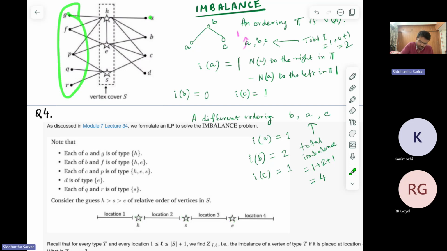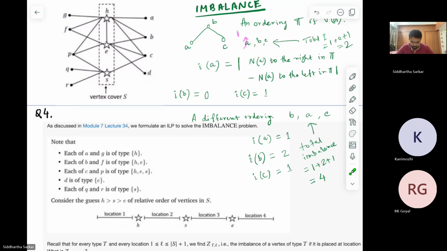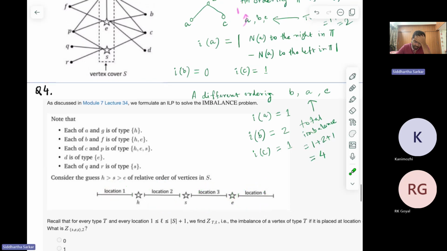And the remaining vertices, which are outside of the vertex cover, you are going to put in these gaps. That is going to give you the final ordering for the full set of vertices. So for the remaining vertices, you have so many gaps or locations where you can place them. How many gaps are there? 4. That is the vertex cover size plus 1.